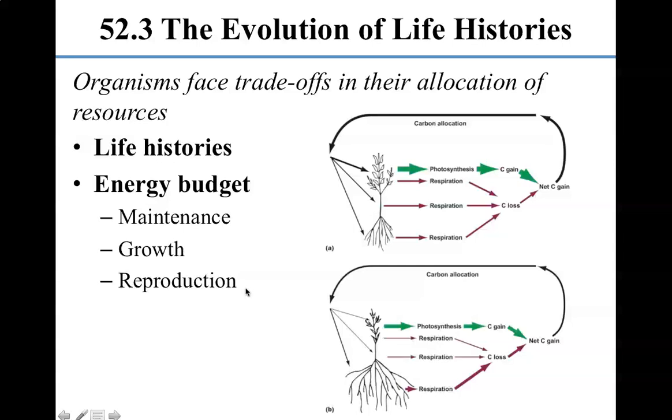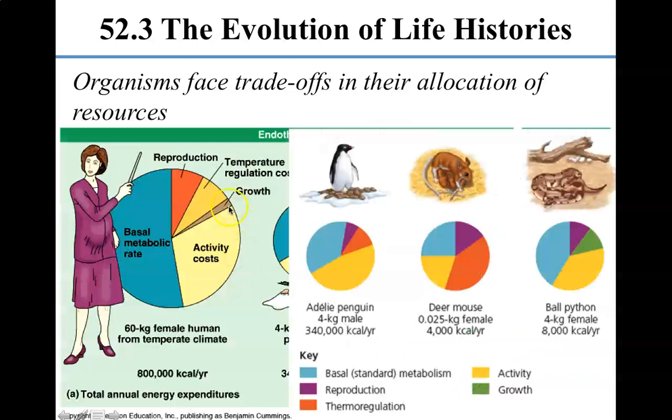Just generally speaking. Let me go to the next slide to show that. This is a little bit goofy, but I wanted to include humans on here. Each of these four pie charts is showing energy budgets of four different species. We've got a human, a penguin, a mouse, and a python. Each of these organisms is going to get energy, but they're going to budget that energy in different ways.